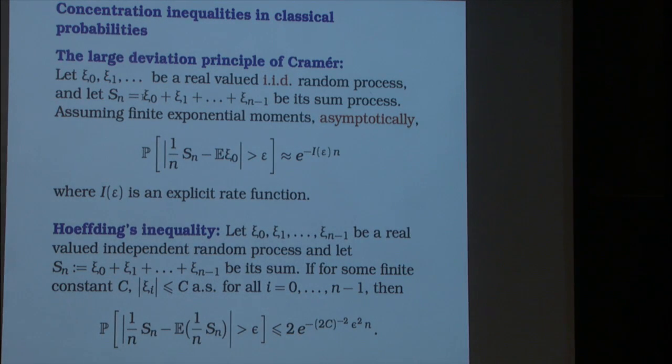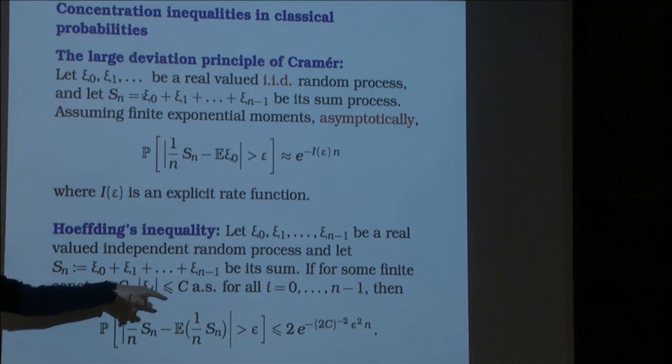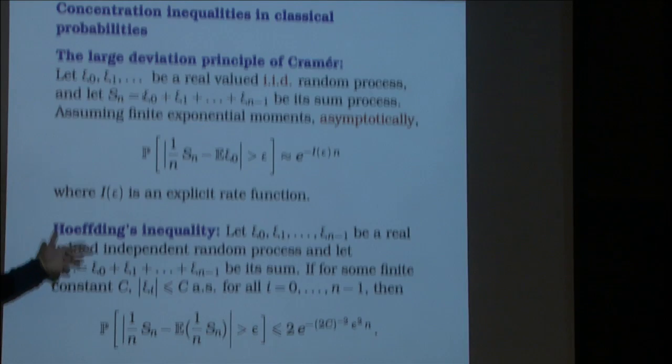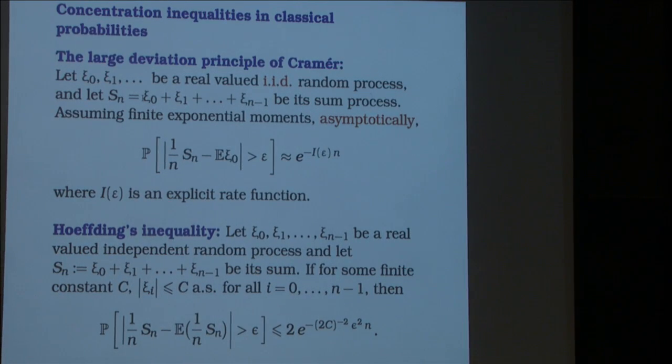Hoeffding's inequality says that the probability of tail events is at most exponential, even if the process is finite. And the constants that appear here are very explicit in terms of the almost sure bound on the process, if the process is bounded. What I want to say, and this is important in what I'm going to discuss later, is that the difference between these two is that for us this is a more useful statement, because it's uniform in the sense that as you perturb the process in the uniform norm, the estimates don't change much, and it's not asymptotic, it's quantitative, finitary.